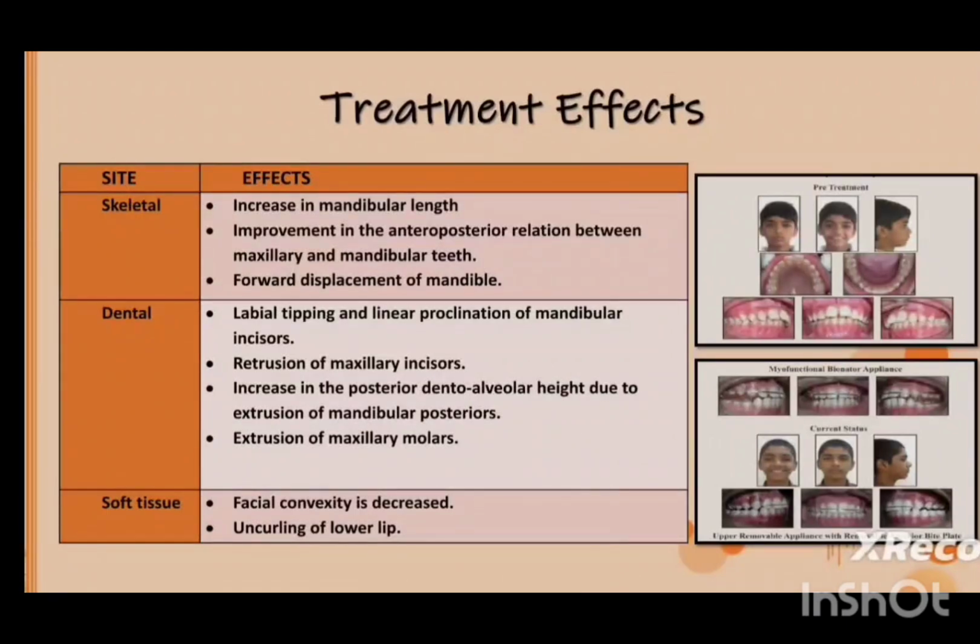Dental treatment effects include the labial tipping and the linear proclination of mandibular incisors, retrusion of maxillary incisors, increase in the posterior dental height due to the extrusion of the mandibular posteriors and the maxillary molars. And in regard to the soft tissue, the facial convexity is decreased and the lower lip is uncoiled.